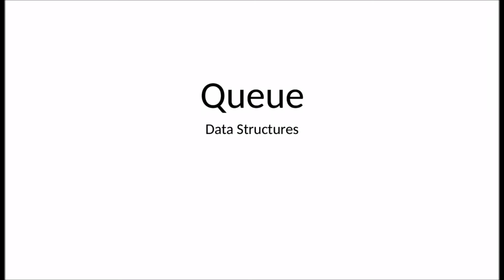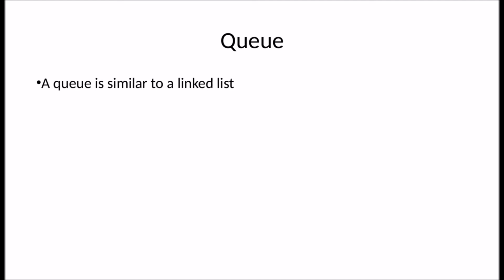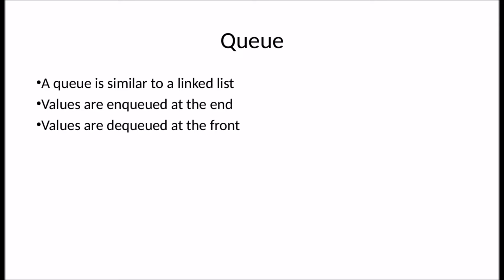Hi guys, in this video I cover the concept of the queue data structure. A queue is a specialized linked list in that values are always appended at the end of the list and they are removed from the beginning of the list. In terms of queue, we talk about enqueue and dequeue operations. So values are enqueued at the end of the queue and they are dequeued at the beginning of the queue.